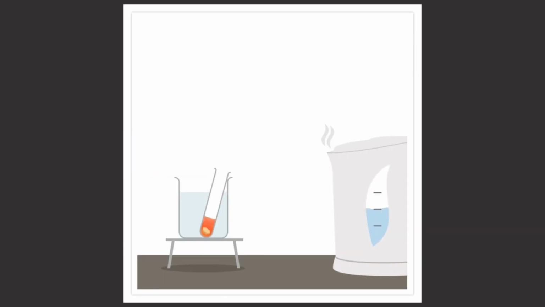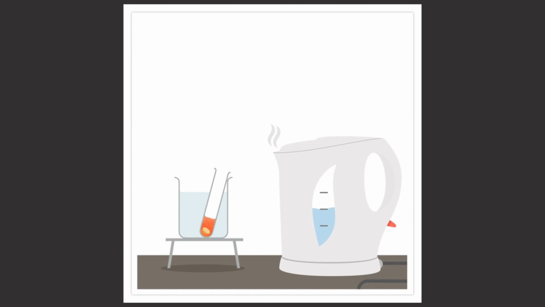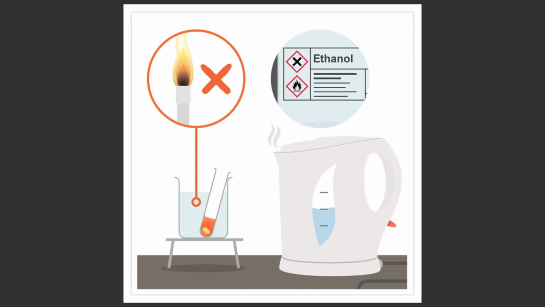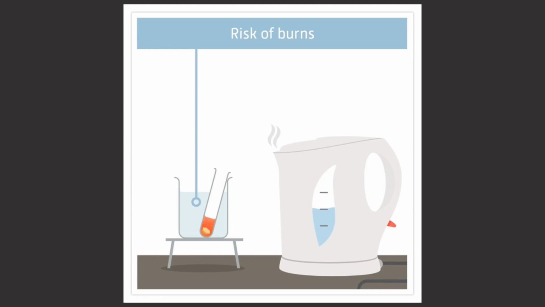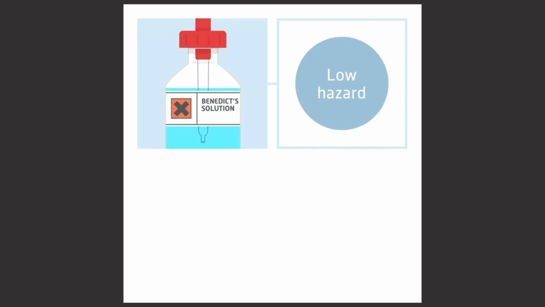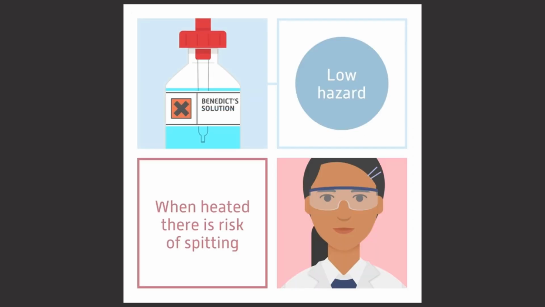It is advised that you use hot water from an electric kettle for the hot water bath. Do not use a Bunsen burner to heat it. This is because of the risk of ethanol, perhaps being used elsewhere in the lab in a lipid test, being exposed to the flame and catching fire. Using hot water carries risk of burns, and also you must be careful when using electrical equipment around water. Mixing water and electrical equipment can cause electric shocks. Benedict's solution is a low hazard. However, you must wear eye protection when heating it because of the risk of spitting when it is heated.